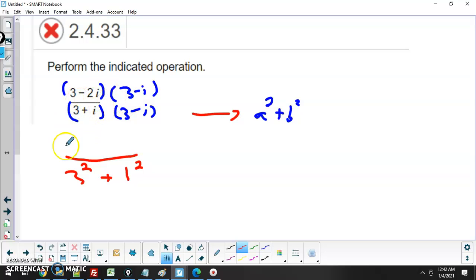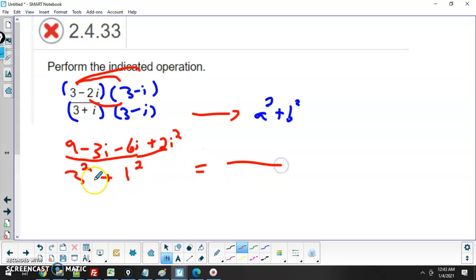You have to FOIL the whole top here. So you're going to do first term is 3 times 3. Outer term is 3 times I, so that's negative 3I. Inner term is negative 2I times 3, so that's negative 6I. Last term is negative 2I times negative I, so that's plus, negative times a negative is a positive, 2I, I times I is I squared. Okay, so that's what it would look like.